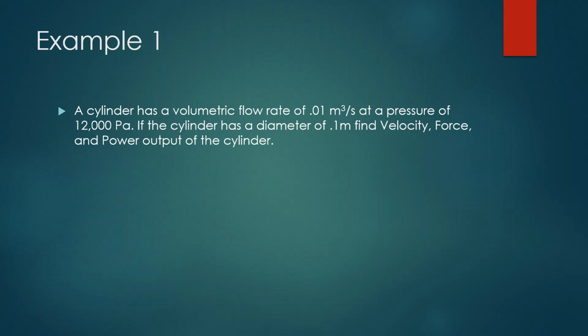So the first thing we can do is go ahead and find our area. Of course, that's pretty simple. Area equals 0.1 divided by 2, in meters, squared, times pi is going to give us 0.00785 meter squared.